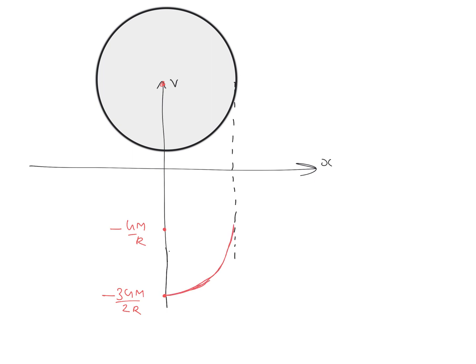Potential is increasing means the negative value is going to decrease, and at the surface we know that its value is minus GM divided by r. Then again, if you are moving away from the center, the value of potential is increasing, and at infinity it is going to be equal to 0. This is the graph for variation of potential with respect to distance.